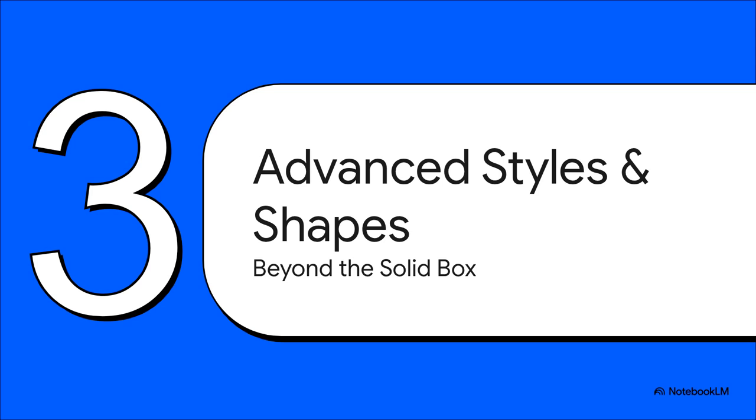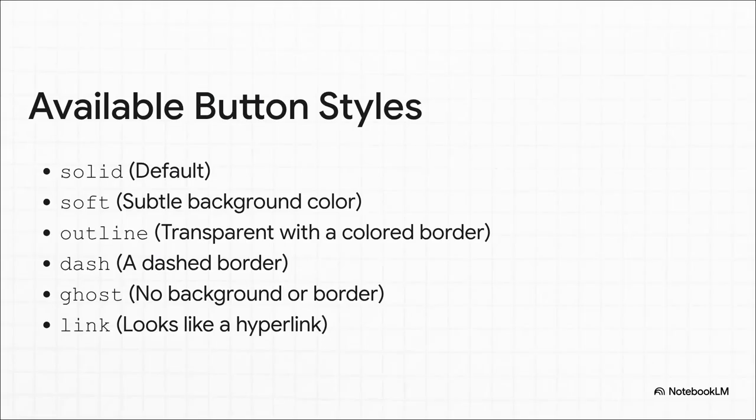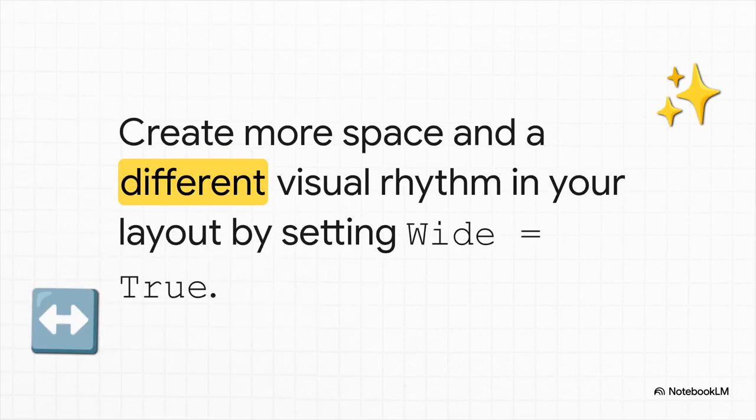Now, let's build on that, because we can go way, way beyond just a solid colored box. This is where the real design creativity starts to kick in. So you're not just stuck with the solid default. You've got this entire palette of styles to choose from. Want something a little more subtle? Soft is great for that. Need a secondary button that doesn't steal the show? Outline or ghost are perfect. You've even got dash for a bit of visual flair, and link, which, well, it makes your button look just like a link.